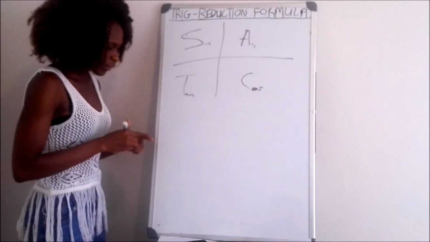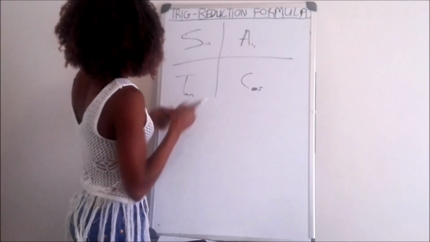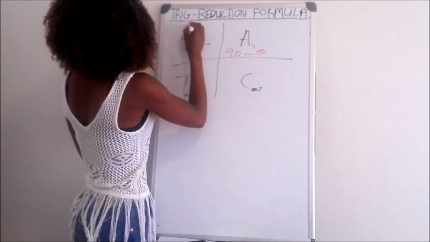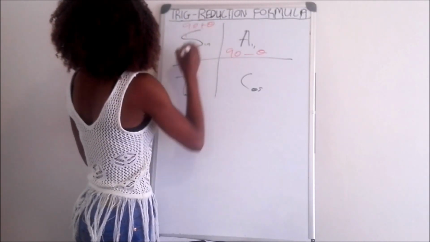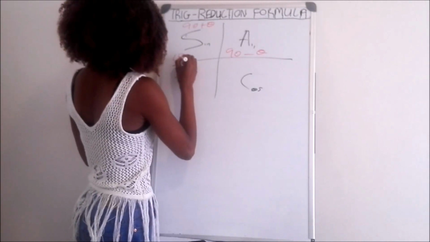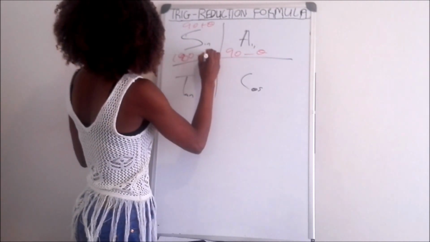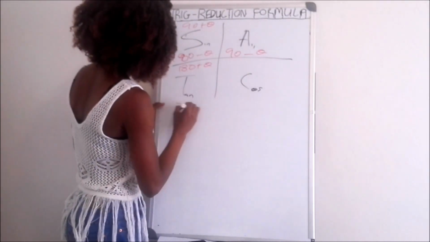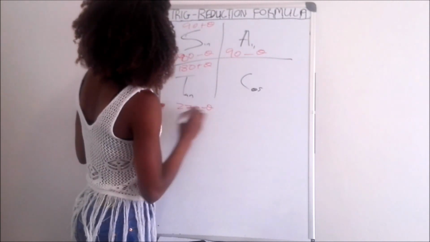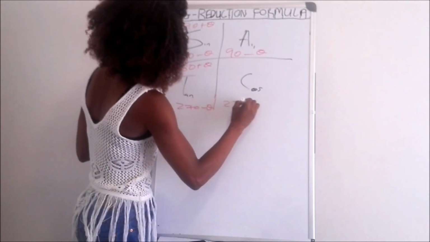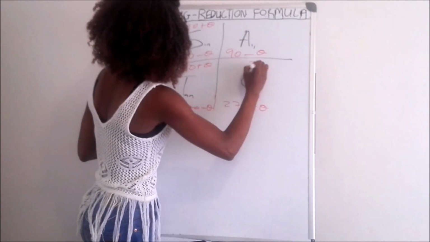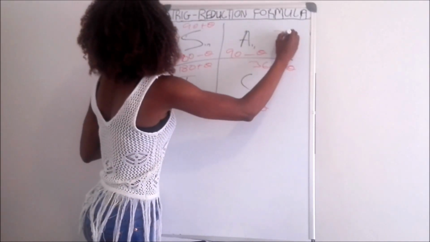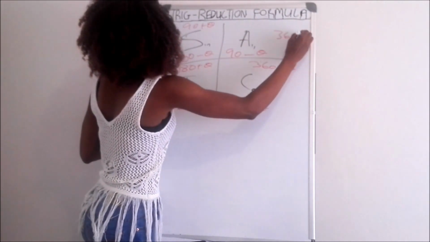Alright, then in the first quadrant we have 90 minus theta, and in the second one we have 90 plus theta, and also 180 minus theta. In the third one we have 180 plus theta and also 270 minus theta, and in the fourth one we have 270 plus theta and 360 minus theta. In the first one again we have 360 plus theta.